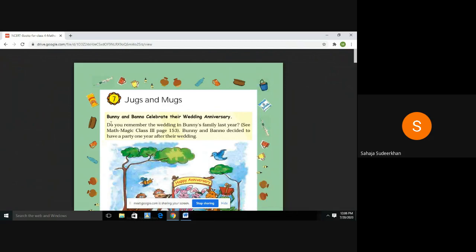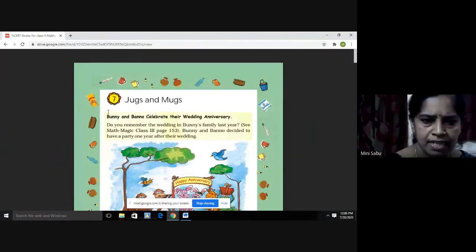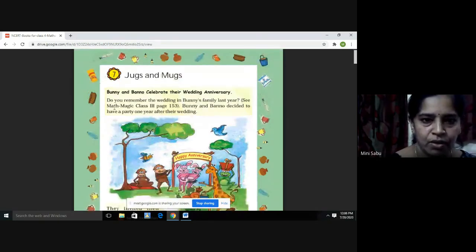Okay. Bunny and Bano, their wedding anniversary. Are you familiar with this Bunny Bano? In class 3 in your maths book, there was Bunny Bano, and their wedding party was there. Here they are, after 1 year, they are celebrating their wedding anniversary. Okay. Do you remember the wedding in Bunny's family last year? Even the book page number is given, you can see in your old book, last year's book.